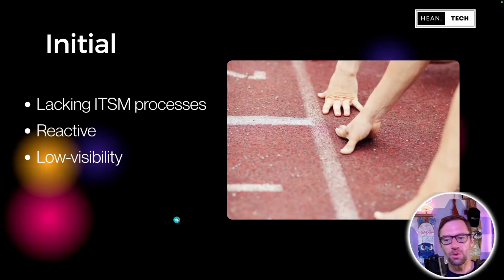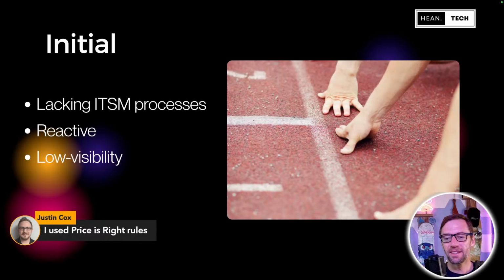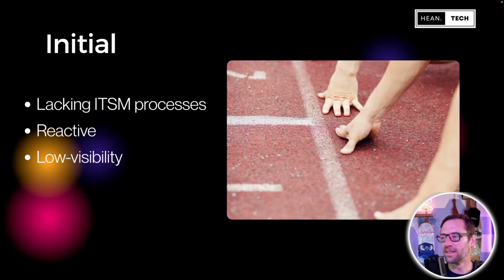So the initial stage, which is number 1, is you've basically got nothing. Justin used the Price is Right rules, closest without going over. Oh, that's a smart one. That's always a safe bet, especially with me.